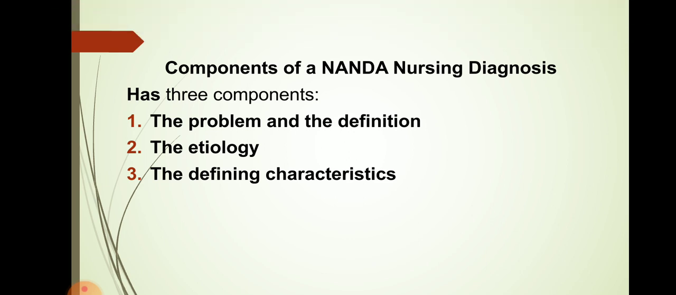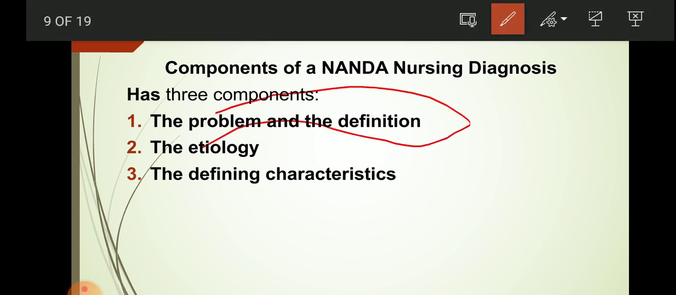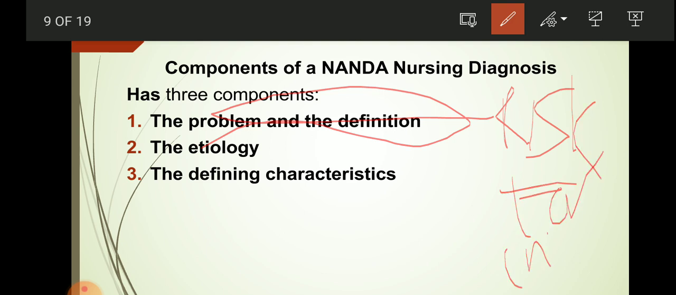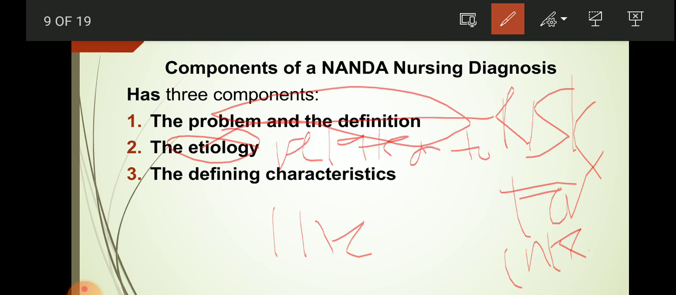There are components of NANDA nursing diagnosis. I mentioned this earlier: the problem and the definition, like risk for infection, or shall we say ineffective breathing pattern. That's our problem, okay? Etiology is what you put as related to anxiety, related to improper or non-absorption of nutrients, okay? Related to increasing phlegm or increasing mucus secretion. That's the etiology.